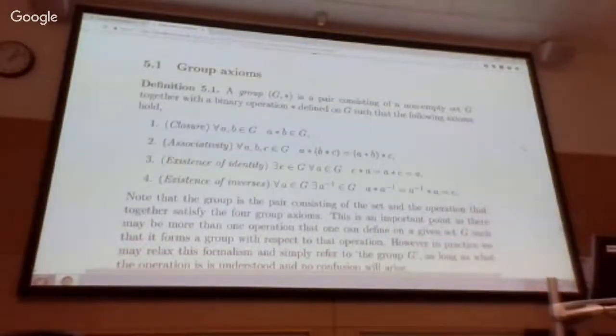Closure condition. Or sometimes these are called axioms, group axioms, or group conditions. That's what the closure axiom says. The second axiom is called associativity.